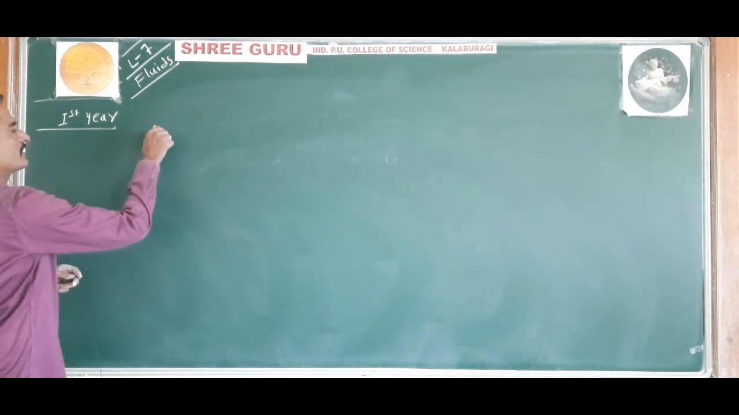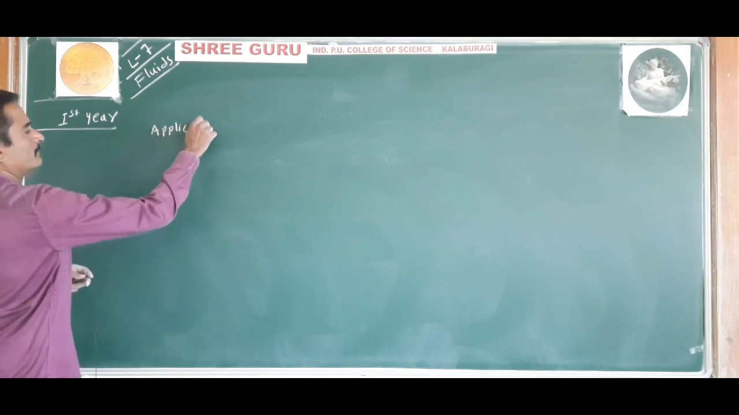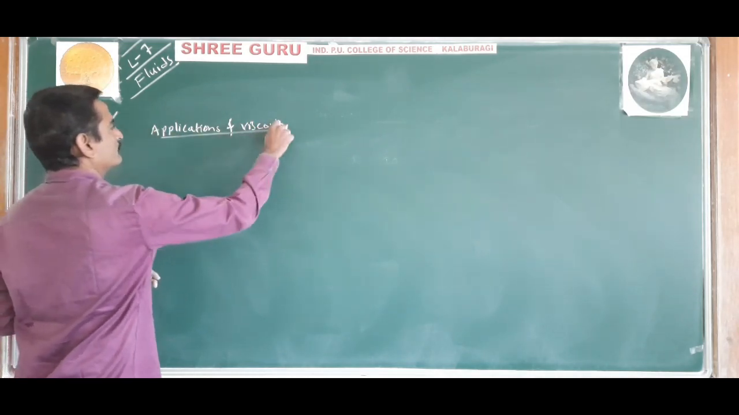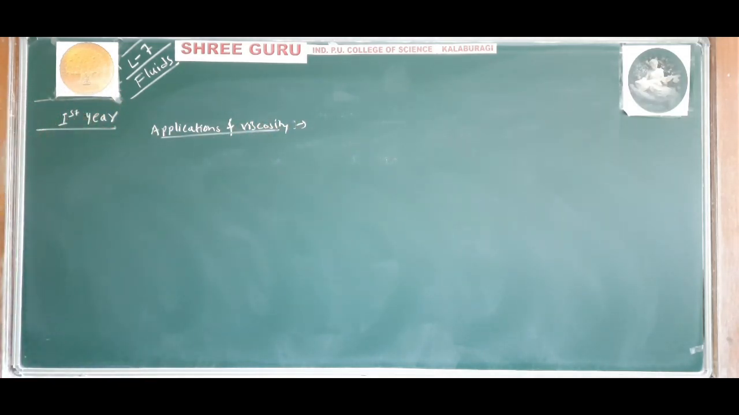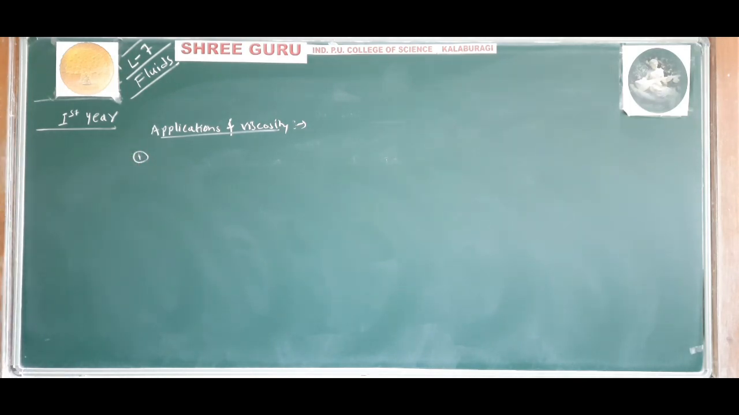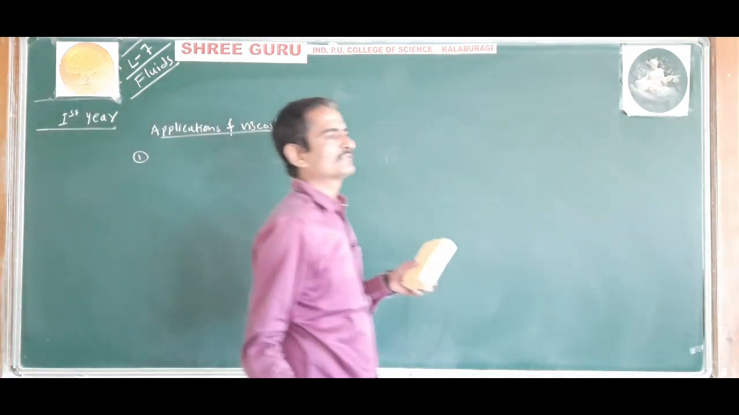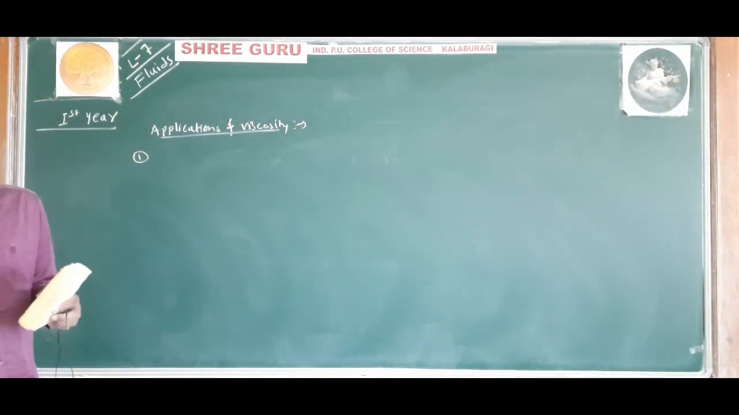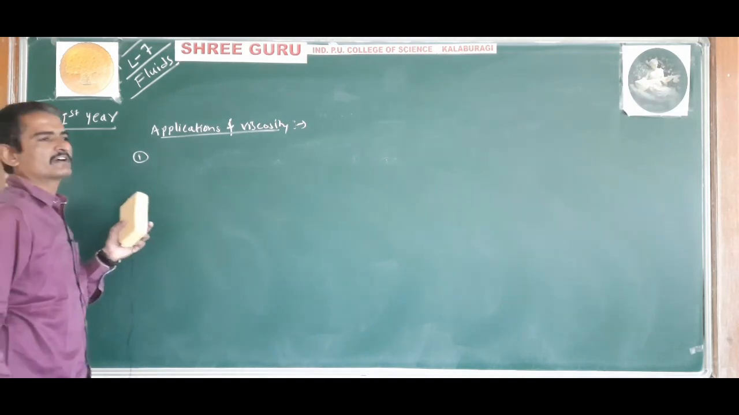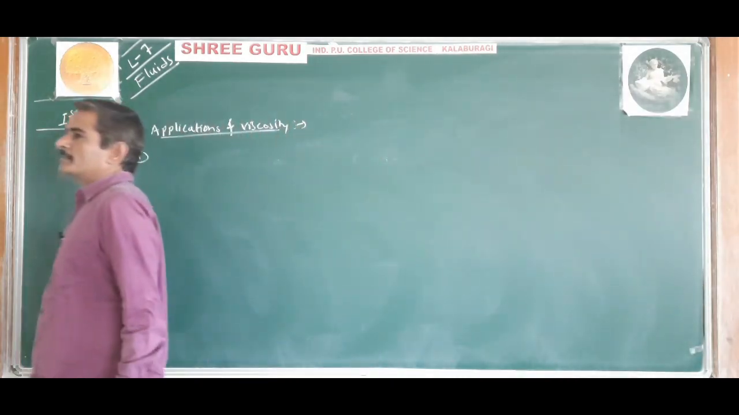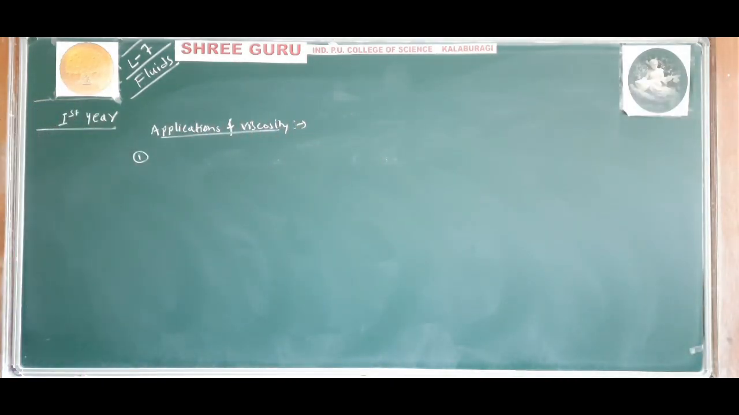Applications of viscosity. What are the uses? Liquids of high viscosity are used in shock absorbers and buffers of a train. To make the shock absorbers of vehicles, the liquids of high viscosity are used. Liquids of high viscosity are used in making shock absorbers and buffers in a train.